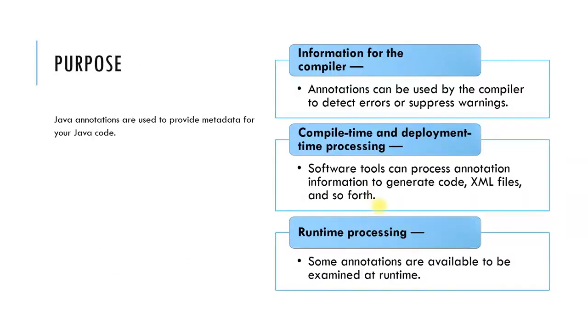Java annotations are used to provide the metadata for your Java code. So annotations can be used by the compiler to detect errors or suppress warnings. Also, software tools can process annotation information to generate code, XML files, and so forth. And some annotations are available to be examined at runtime.